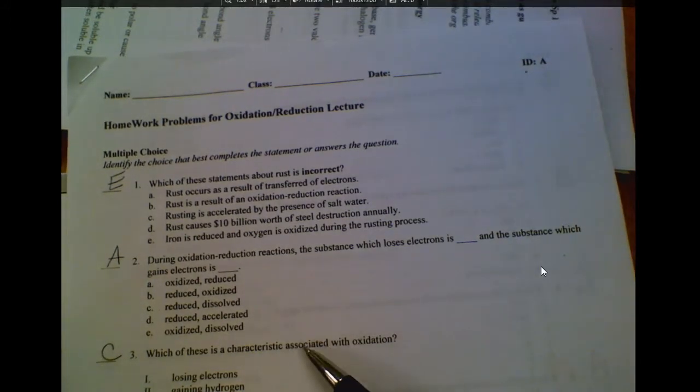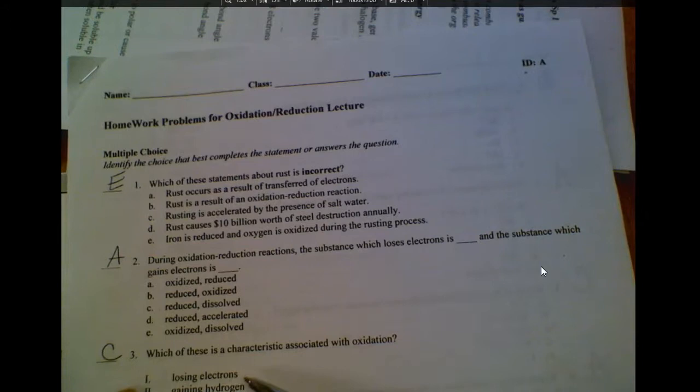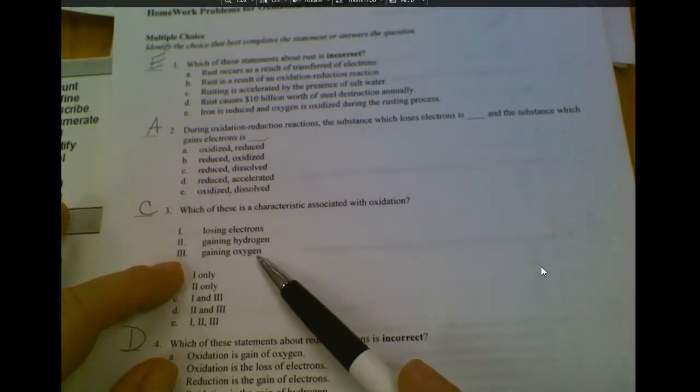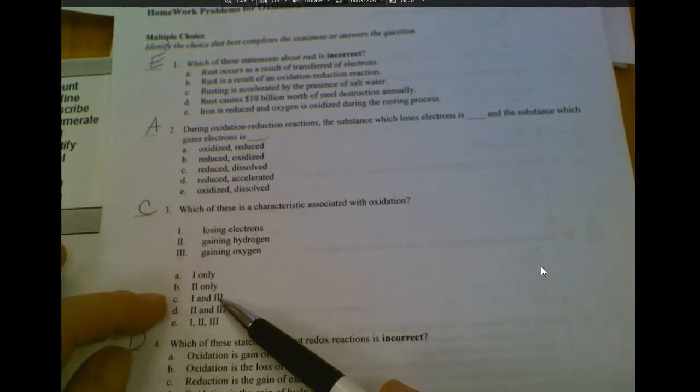Okay, so on number 3, which is a characteristic associated with oxidation, we just talked about number 1, that it's losing electrons. If something's being oxidized, it does not gain hydrogen. Okay, let me move this down. If it's oxidized, it does gain oxygen. So 1 and 3 are correct statements, so our answer has to be C.